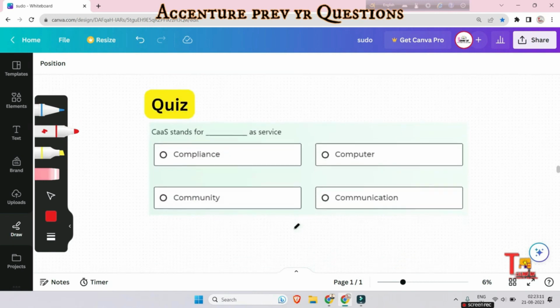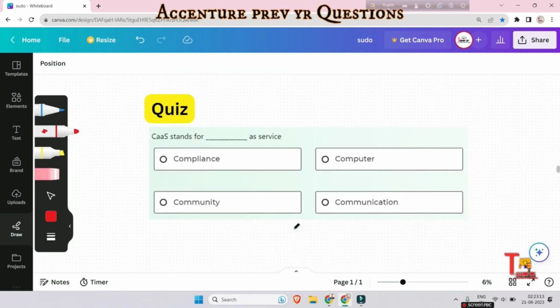Okay, the next question is a quiz question for you. That is, CaaS stands for dash as a service: computer, compliance, community, or communication. Actually, three types of service models IaaS, SaaS, and PaaS are mainly discussed, but CaaS is lagging behind them. So most of us don't know about CaaS. So knowing this is important. So answer this in the comment box.